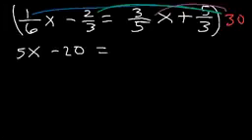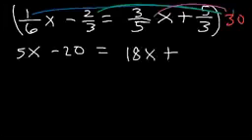Now what about 30 times 3/5? 30 divided by 5 is 6. 6 times 3 is 18. So it's 18x. And what about 30 times 5/3? 30 divided by 3 is 10. 10 times 5 is 50.